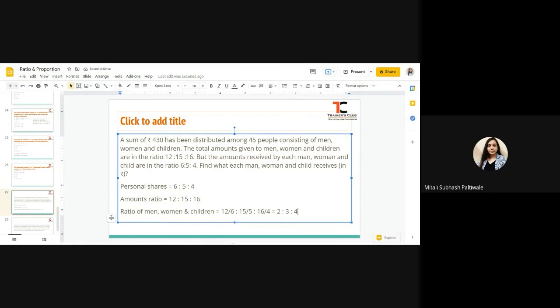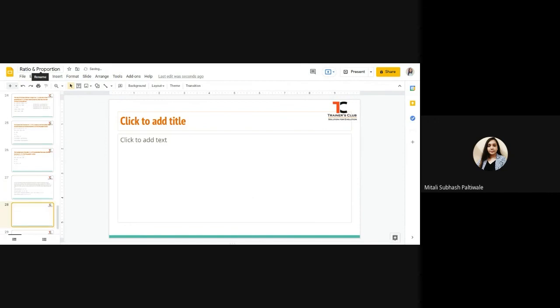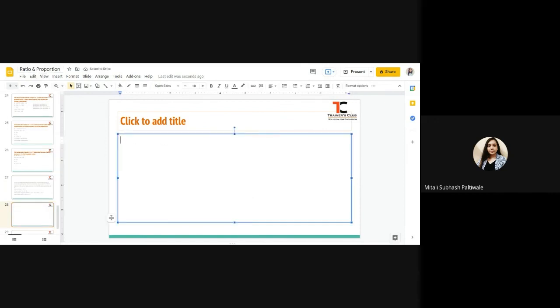Now let's do the sum of these. 2 plus 3 plus 4. 7 plus 2 is 9. So sum of these ratios is 9. Now let's get on to the next thing.